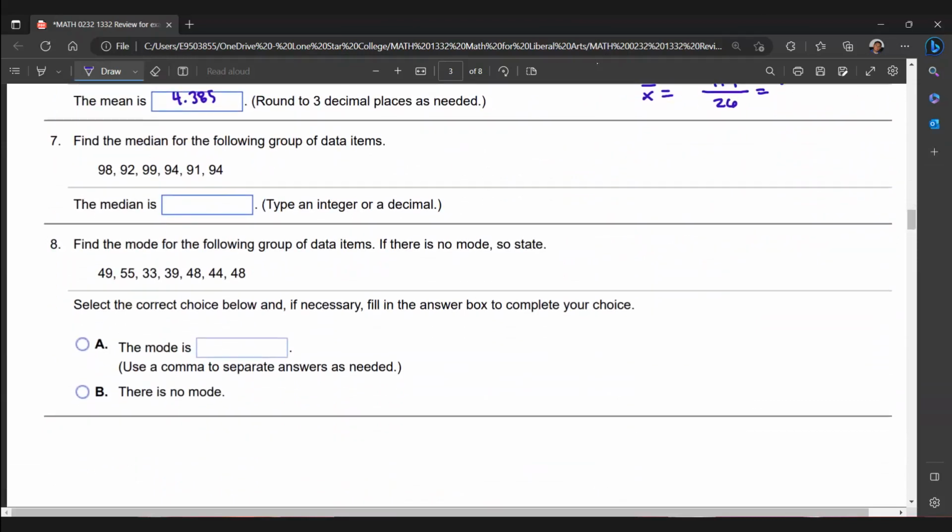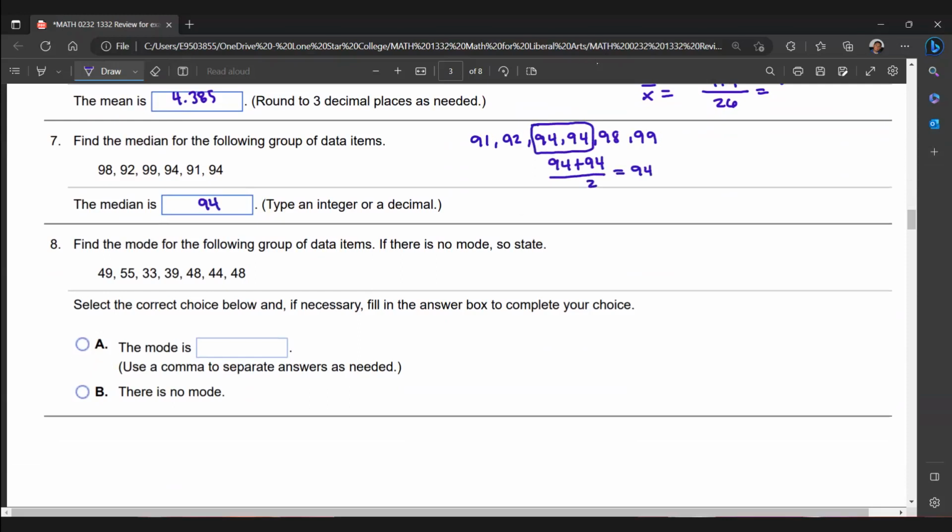Find the median. Okay, to find the median, we need to arrange the data from smallest to largest. So 91, 92. It seems like we got two 94s, and then a 98, and then a 99. The median will be the data item right in the middle. So notice that in this case, it seems like these two are right in the middle. Since those two are right in the middle, we take the average of those two scores. And it turns out that in this case it is equal to 94.